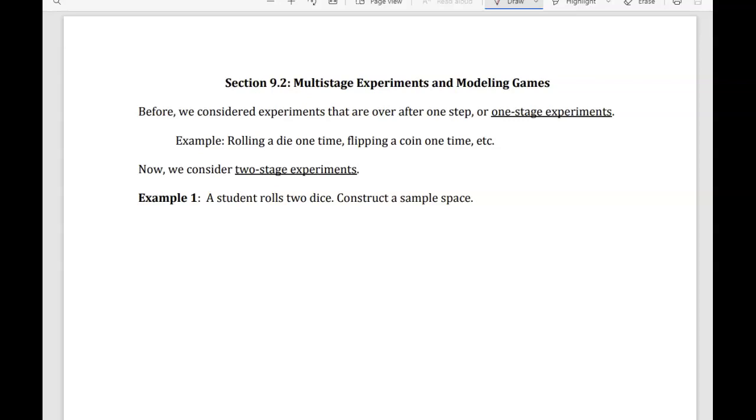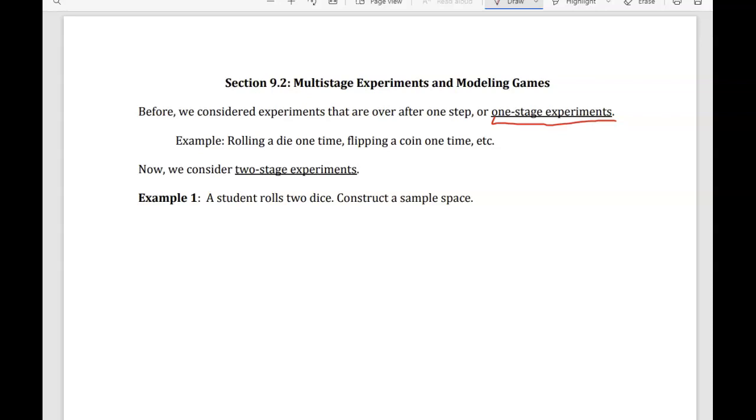Previously we looked at experiments that were one characteristic or maybe two characteristics of a single event. Those were what would be considered one-stage experiments. We were just doing things one time. Now we're going to look at two-stage or multi-stage experiments in which things happen multiple times, such as rolling two dice or selecting two cards, things of this nature.